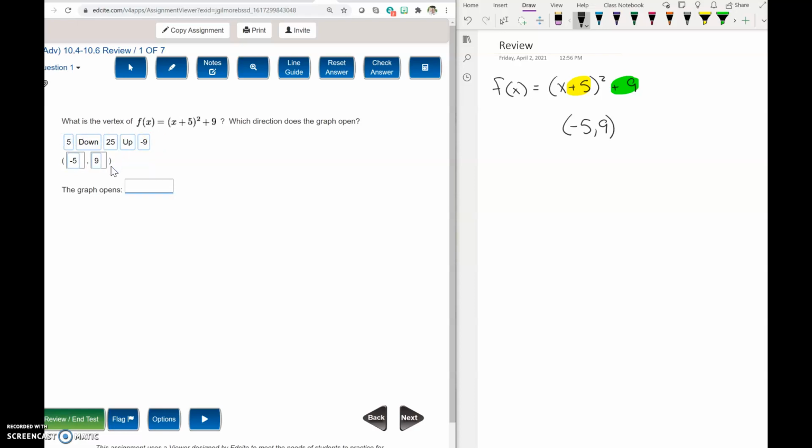Does the graph open up or down? Because there's not a negative in front, that graph is going to open up.